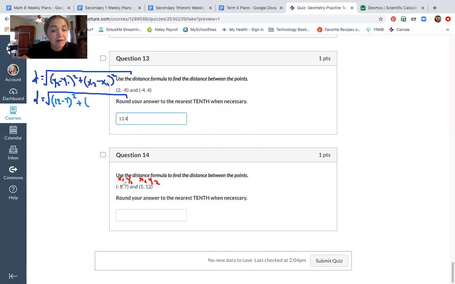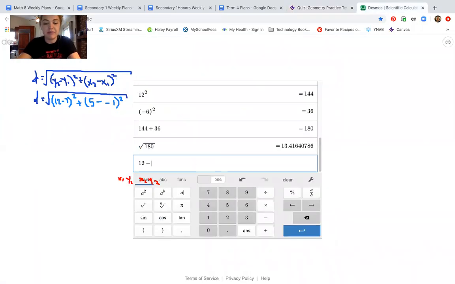So 5 minus, and then my x1 is a -1. Remember, gotta put both the negative and the subtraction sign. Okay, so 12 minus 7. If I do 12 minus 7, that's a pretty easy one. 12 minus 7 is 5. And then if I do 5 minus a -1, I get 6.